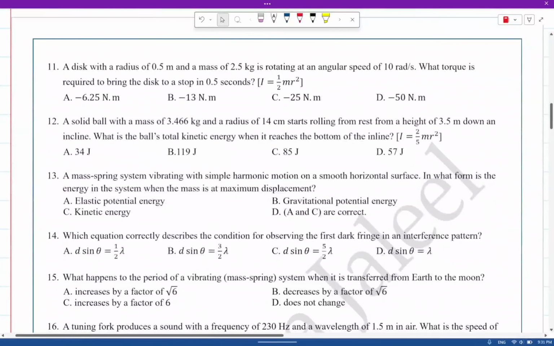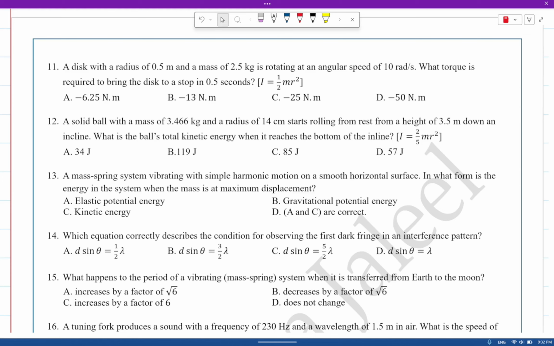Question 11 says a disc with a radius of 0.5 meter and a mass of 2.5 kilogram is rotating at an angular speed of 10 radian per second. What torque is required to bring the disc to a stop in 0.5 seconds? Now, you have to be able to see the keywords in here. All right, so what do we have here?